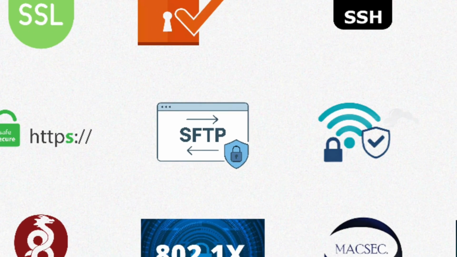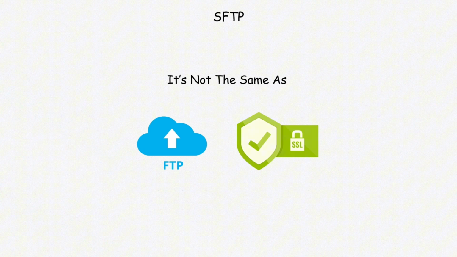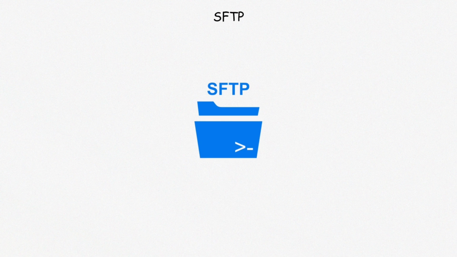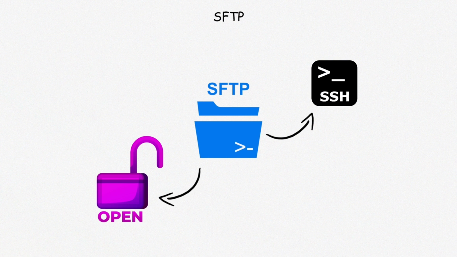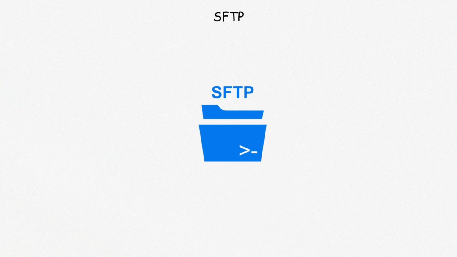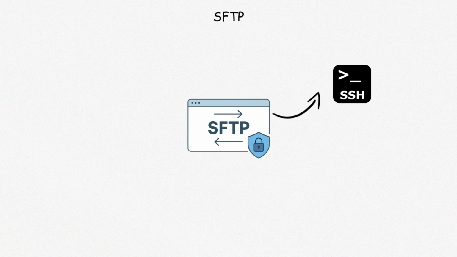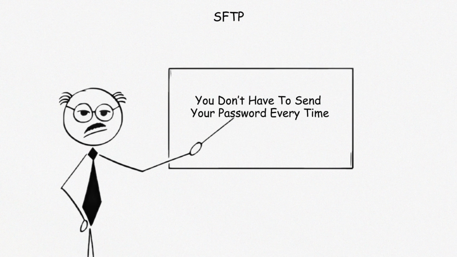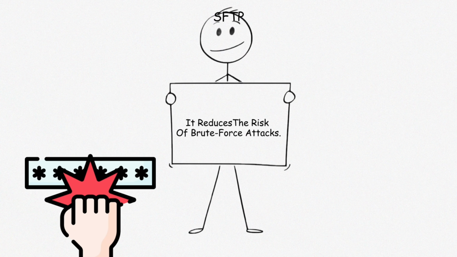SFTP. SFTP means Secure File Transfer Protocol. It's not the same as FTP over SSL, which is called FTPS. SFTP runs on top of SSH, so it's got that built-in encryption and authentication. You can think of SFTP like sending files through a locked armored tunnel. It's commonly used by companies and developers to upload and download files securely from remote servers. Since it uses SSH, it also supports things like key-based authentication, meaning you don't have to send your password every time. That's safer, and it reduces the risk of brute force attacks.